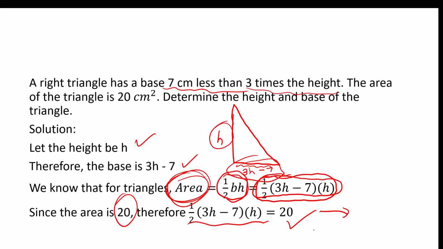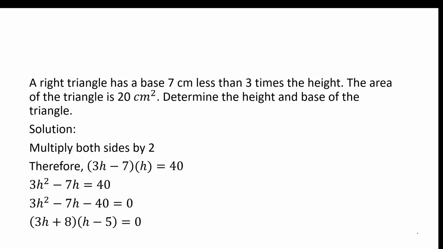Okay? So what we'll do from this line here, I know it got a little sloppy, but let's multiply both sides by 2. If we multiply the left-hand side by 2, we get 2 times 1/2 and then 3h minus 7 and then h. And if we multiply the right-hand side by 2, we get 2 times 20. Now, what we can do is say 2 times 1/2 is actually equal to 1, so it kind of cancels out. And we have 3h minus 7 times h. And on the right-hand side, 2 times 20 is equal to 40. So that's what we have written here.